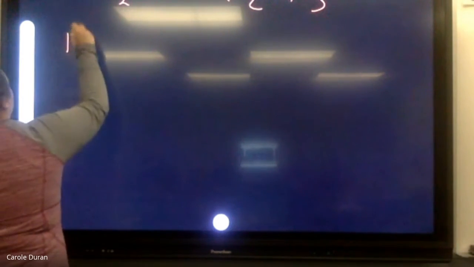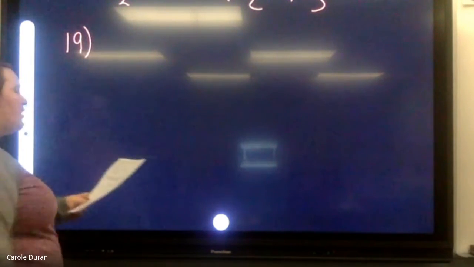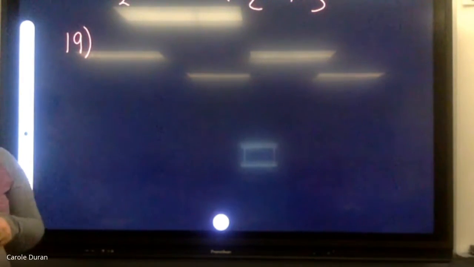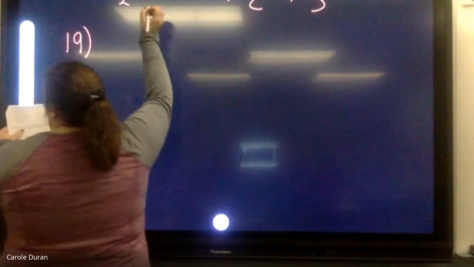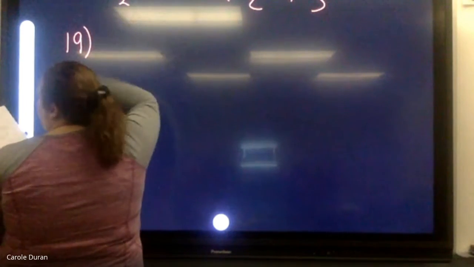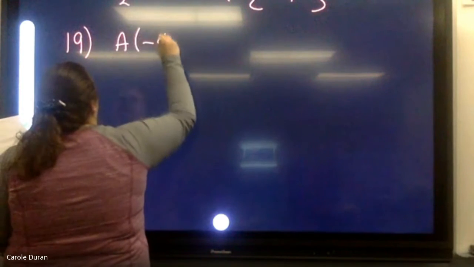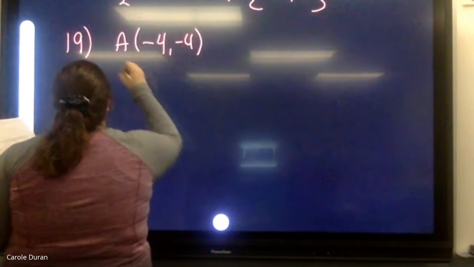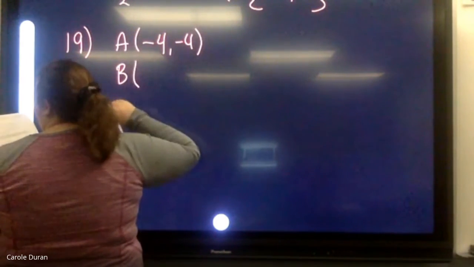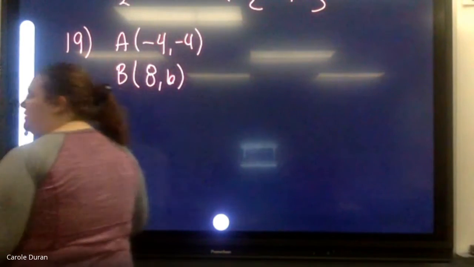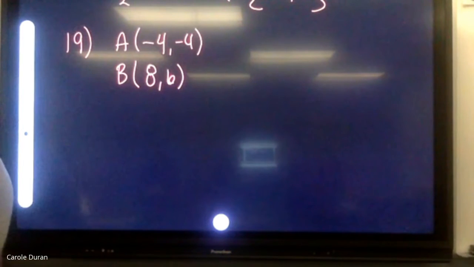Okay, so that was number 18. Let's go ahead and do 19. For 19, I'm most definitely not going to draw this for you, so I'm just going to tell you the coordinates of the points that we're looking at. I labeled the bottom left point as point A, and it had the coordinates negative 4, negative 4. Then the top right point was point B, and it had the coordinates 8, 6. And I wanted to find the distance between those 2 points.